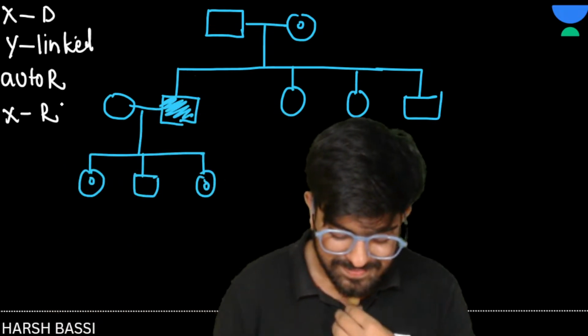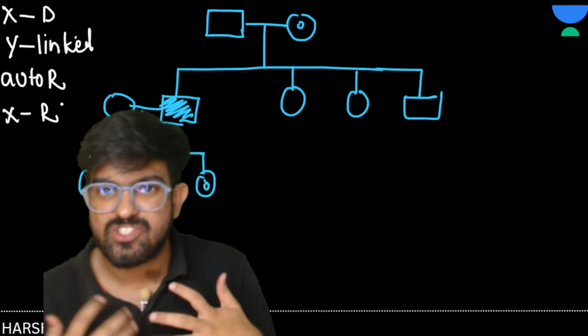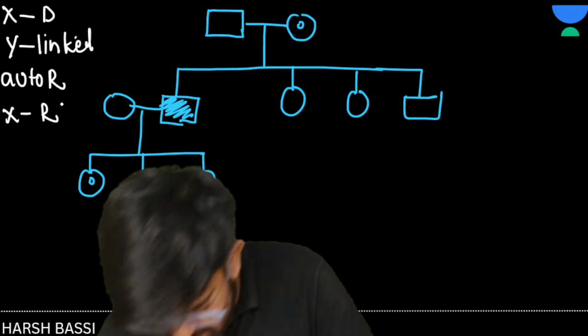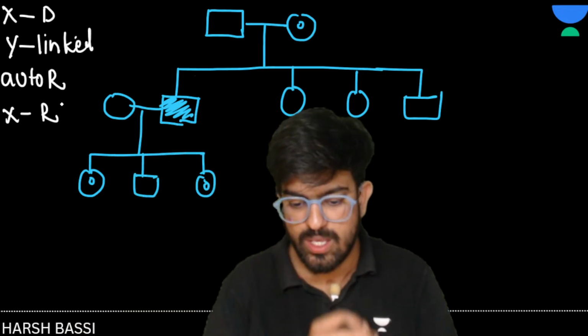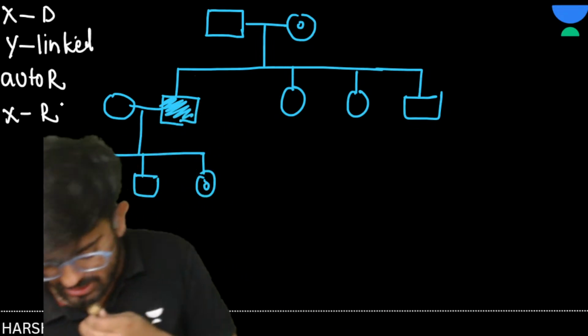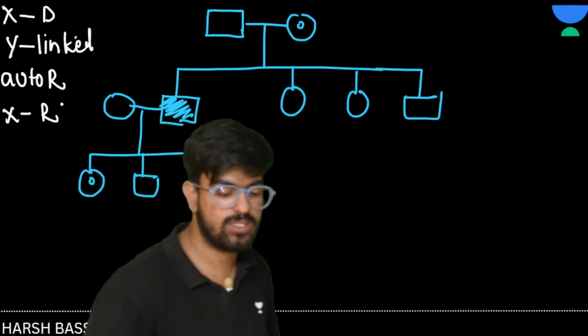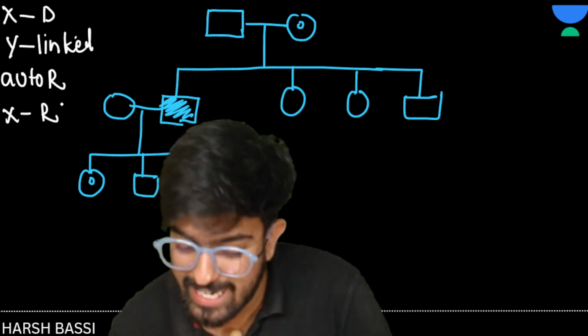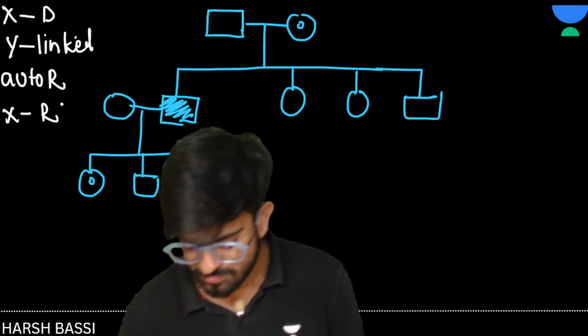Think about it a little more, Srishai. Dominant can't have a carrier. Check the options once again, Srishai. Please take your time.